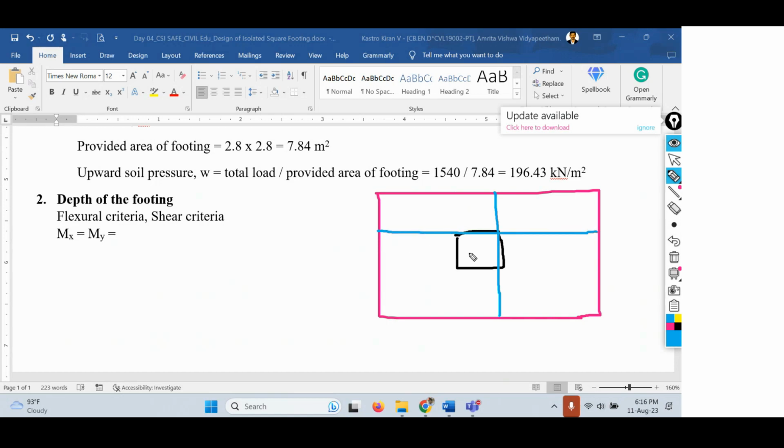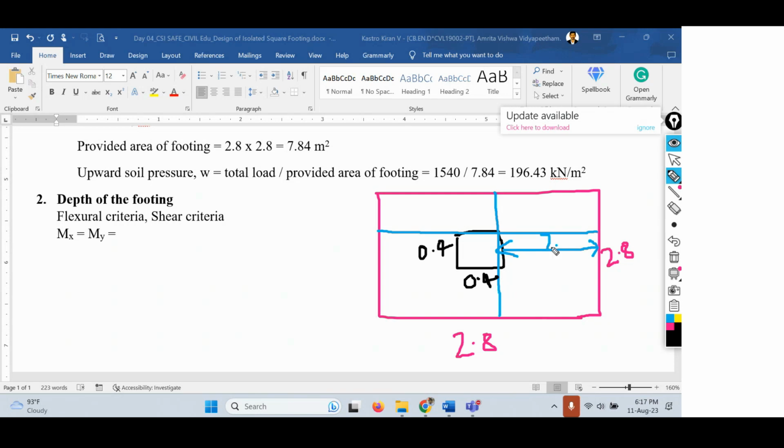Now our intention is to calculate the distance from the face of the column to the face of the square footing. This distance we have to find out. So how will you find out? We know the length of the footing, that is 2.8 meters, and we also know the width of the footing, which is 2.8 meters, and we know the size of the column, that is 0.4 meters along this side and 0.4 meters along this side.